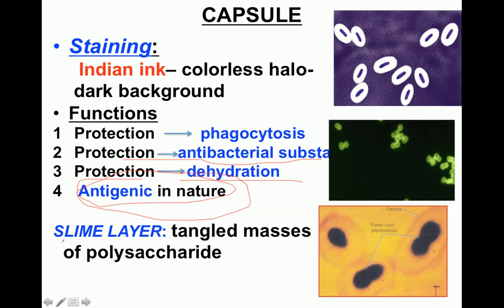Besides the capsule, a slime layer is also seen around some bacteria. Now, the slime layer is generally very thick, as you can see over here. It is much thicker even than the diameter of the bacteria. However, slime layers are just tangled masses of polysaccharides seen around some organisms.